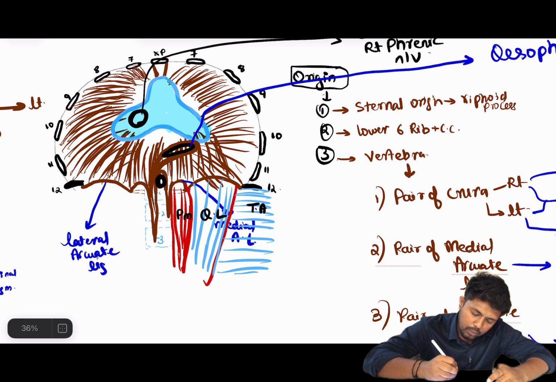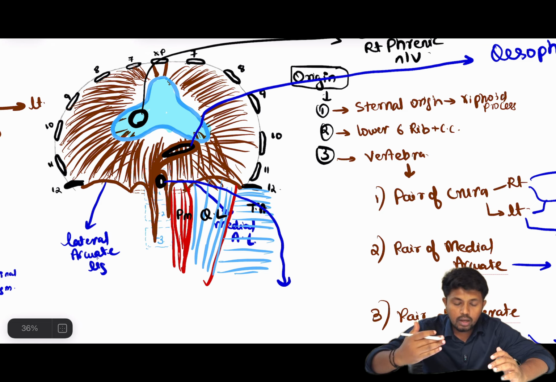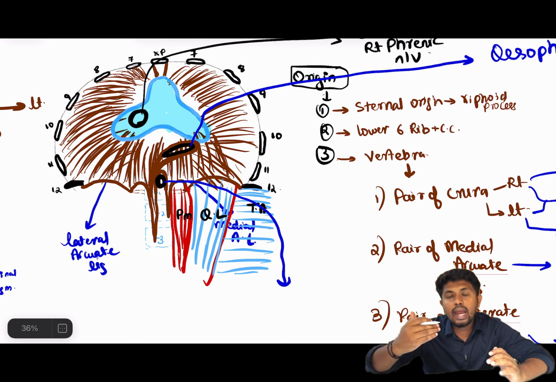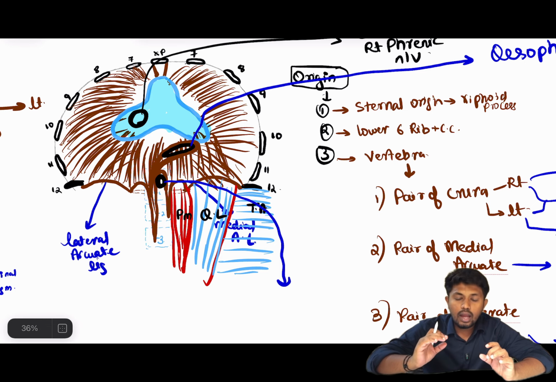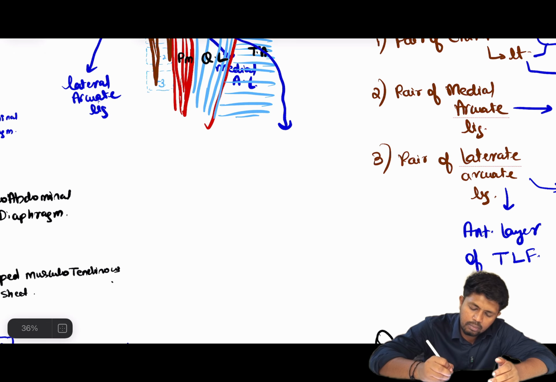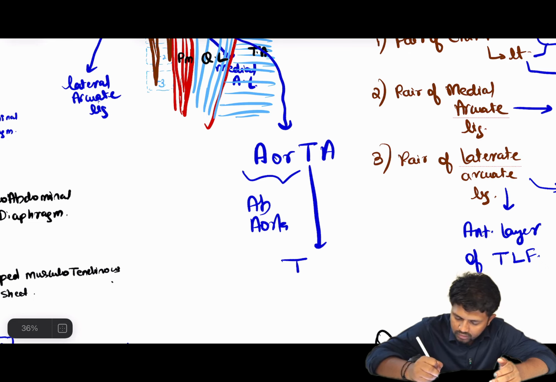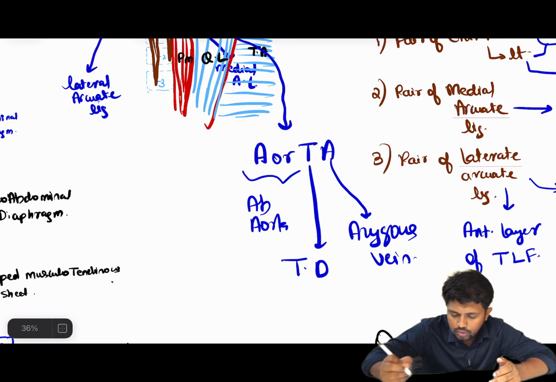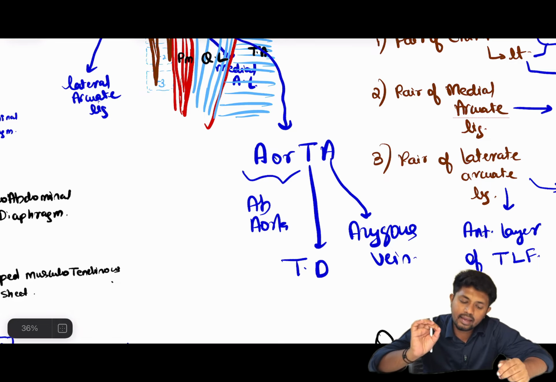And the last major opening, which is not through the diaphragm but behind the diaphragm, is between the T12 vertebra and the median arcuate ligament, and at the sides the right and left crus of the diaphragm, where the aortal opening is present. Through the aortal opening, the structures that pass we will remember by the mnemonic AORTA. So A means abdominal aorta, T is thoracic duct, and A is azygous vein. So all these structures come through this aortal opening: abdominal aorta, thoracic duct, and azygous vein.